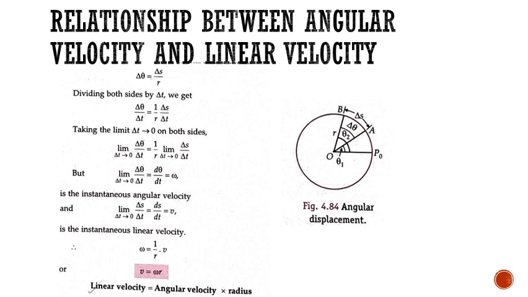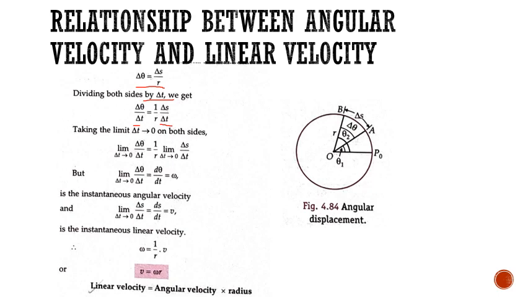We have the relationship between angular velocity and linear velocity. Now we know what is angular displacement: angular displacement equals del theta, which is del s by r. Now what we can do is divide both sides by t. I have divided both sides by t, as you can see on the screen. Del theta by del t equals 1 by r del s by del t.